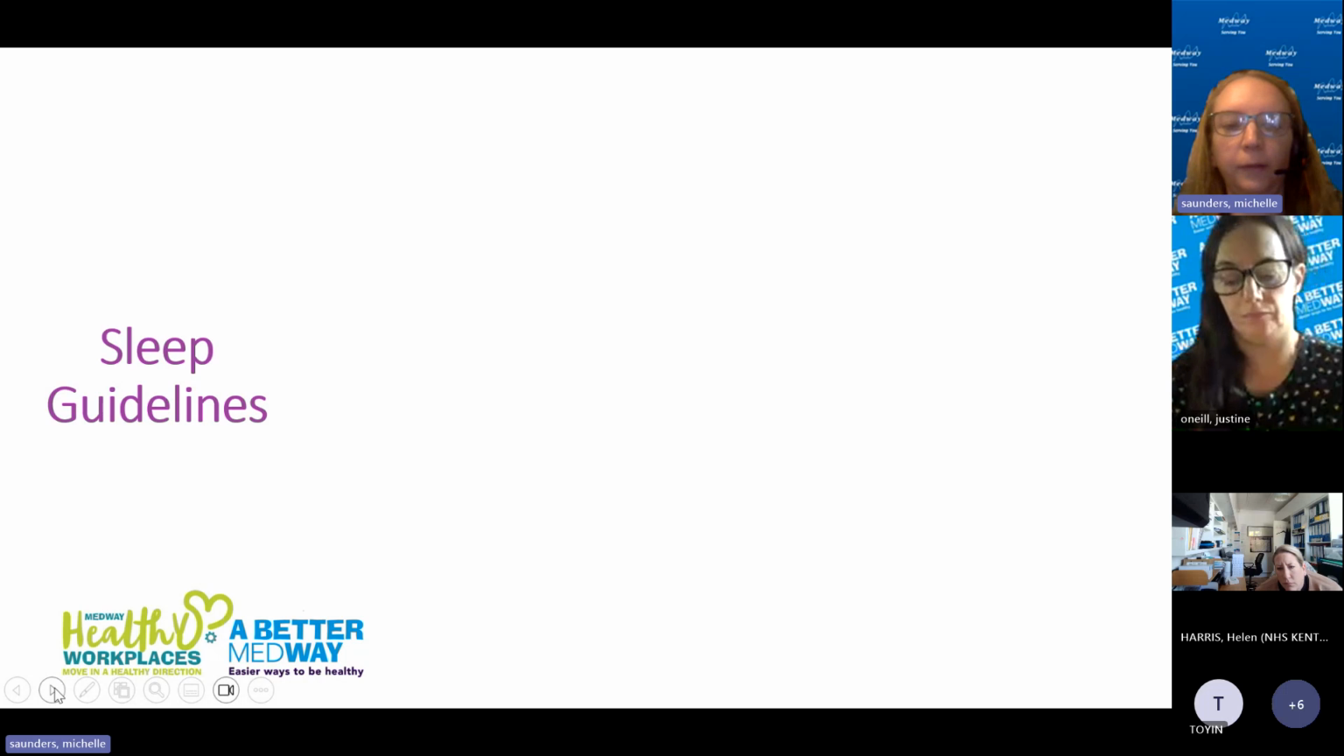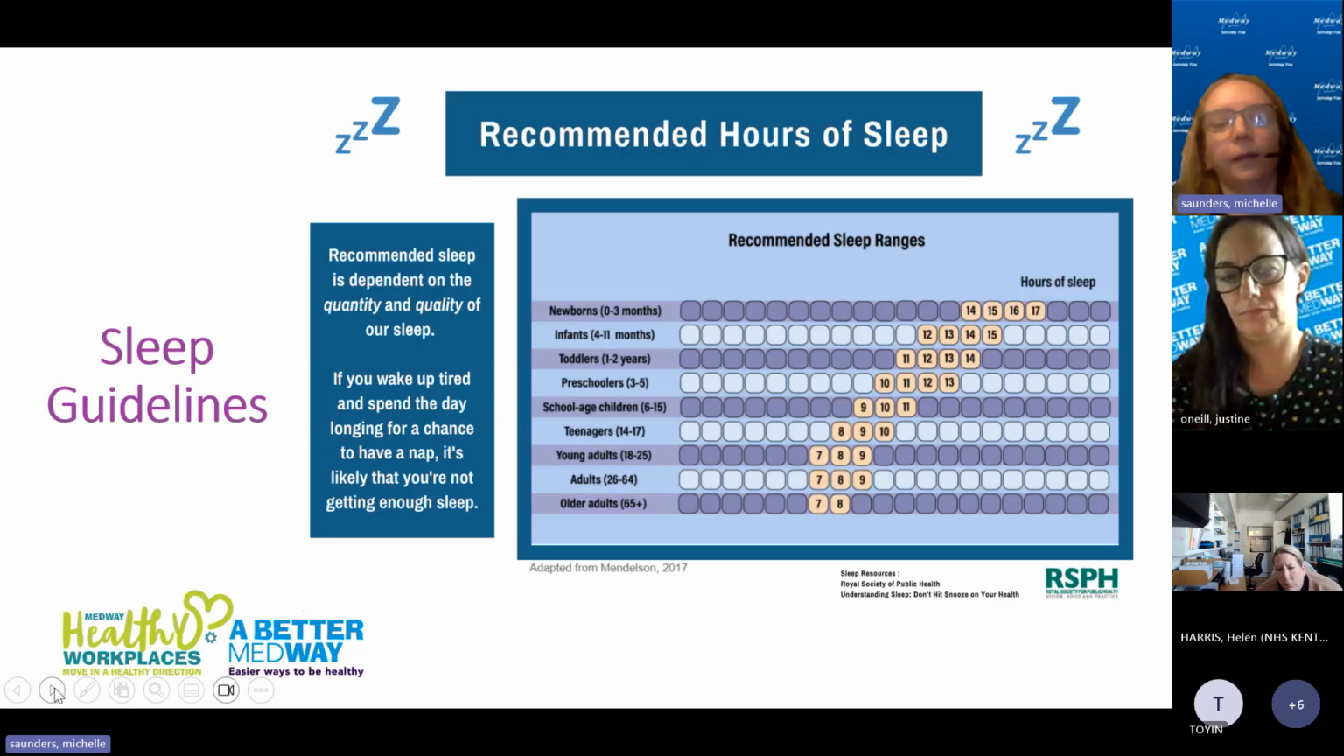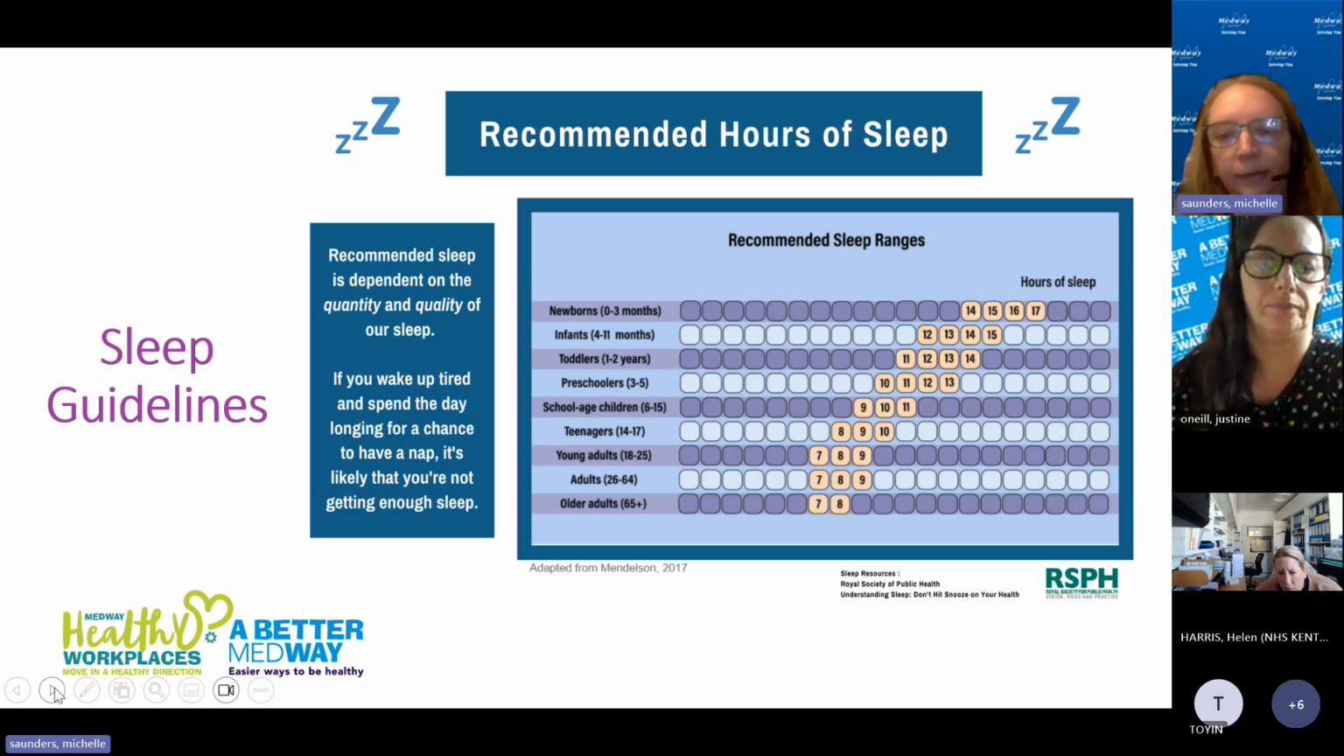Let's have a look at what the guidelines tell us. So anyone that's parents, we know that babies and small children need a lot more sleep, and as we get older, the amount of sleep we actually need does reduce. So for adults, we're talking about generally 7 to 9 hours a night. Some people can function on a little bit less than that. Some people need a bit more, but as an average, we say 7 to 9 hours a night. And older adults, age 65 and above, 7 to 8 hours.